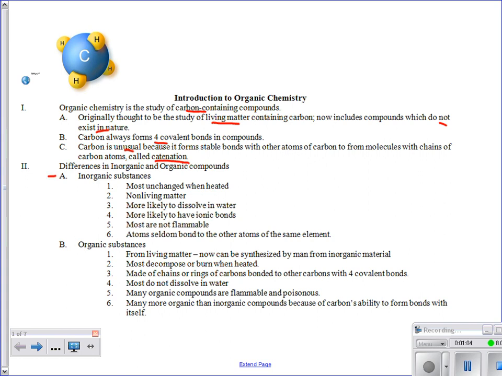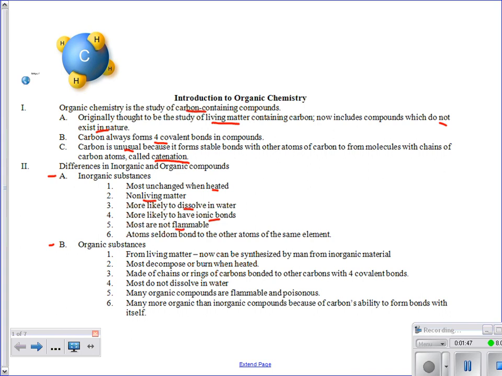We can look at some differences between inorganic and organic compounds. With inorganic, for the most part, if you heat them up, they're not going to change too terribly. You're going to get some reactions sometimes, but for the most part, if you heat up an inorganic compound, it's not going to change. Inorganic means it's composed of non-living matter. It is more likely to dissolve in water than organic compounds are. And that's mainly because inorganic compounds, for the most part, have ionic bonds. We also get some polar covalent bonds in there as well, but you're going to have things that dissolve in water. They are not flammable.